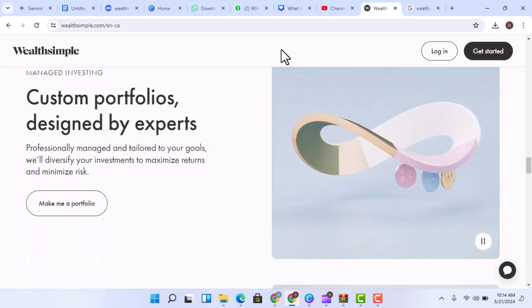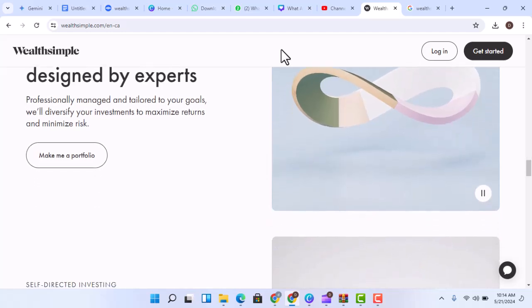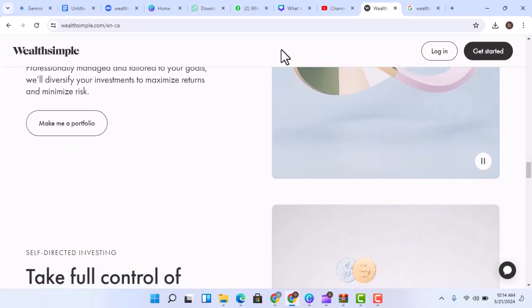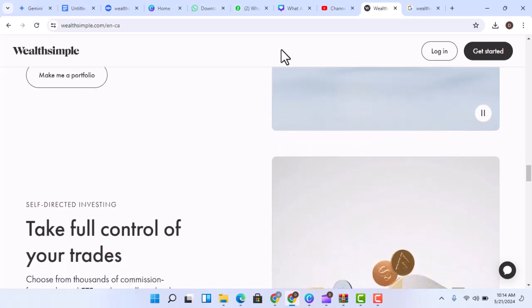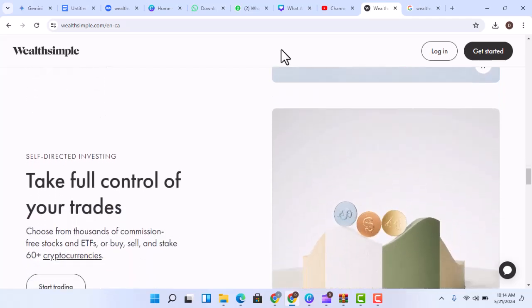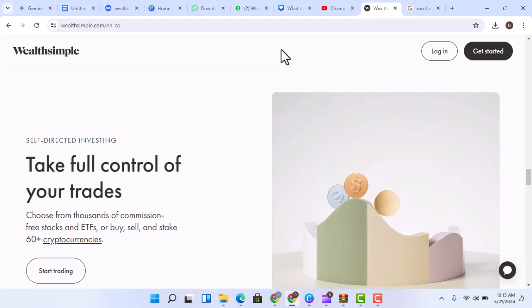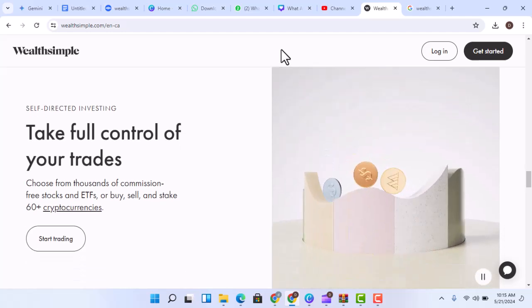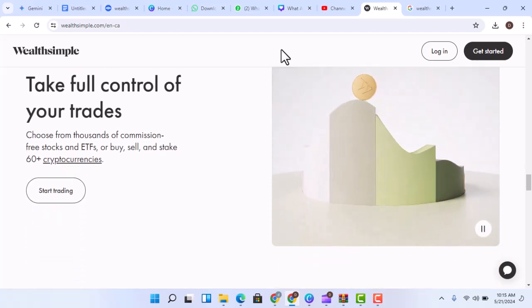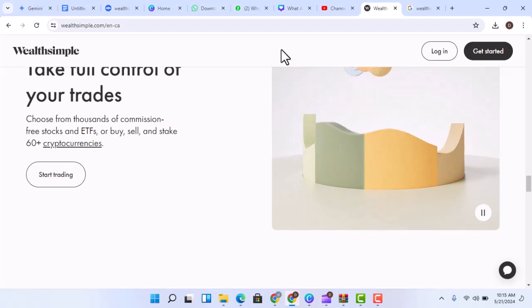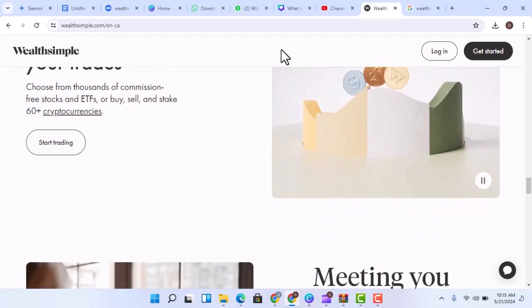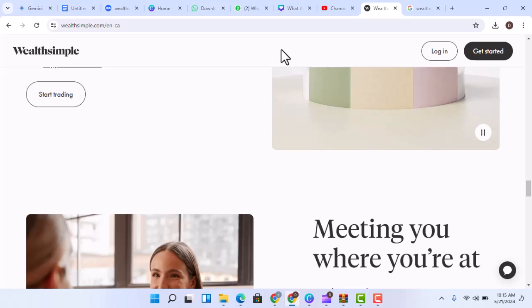3. Transfer USDC to Wealthsimple. Withdraw your USDC from the exchange and transfer it to your Wealthsimple account. Once your USDC is in your Wealthsimple account, you can use it to invest in stocks, ETFs, and other assets available on the platform.